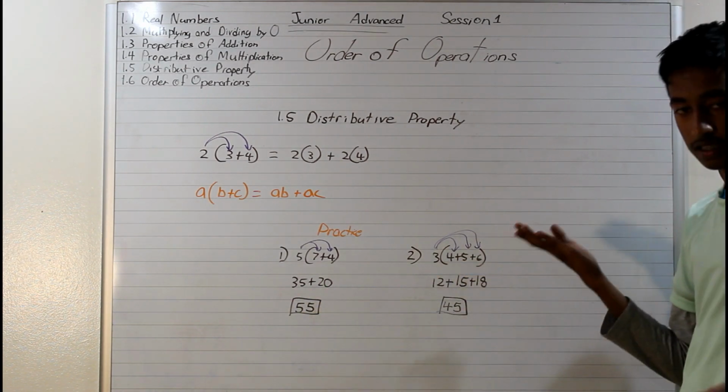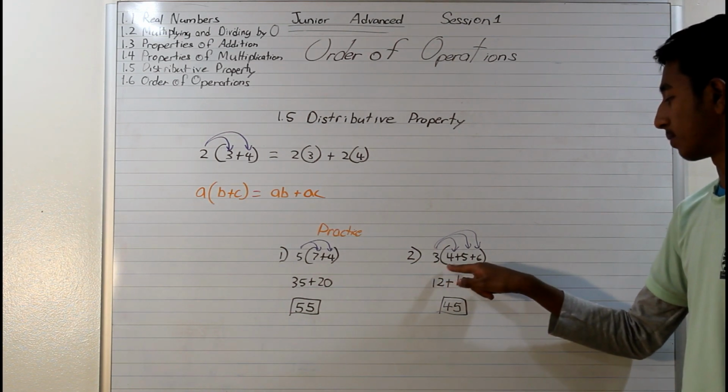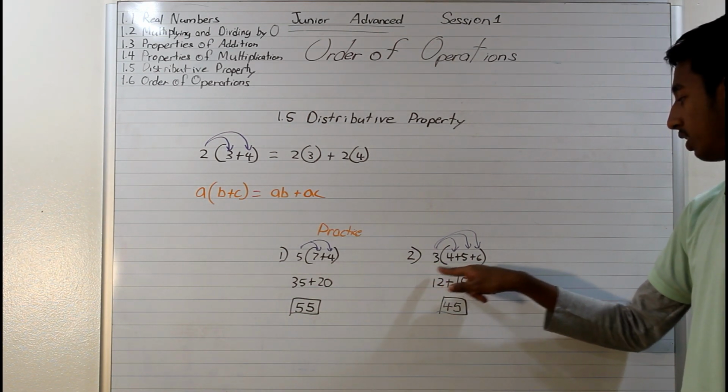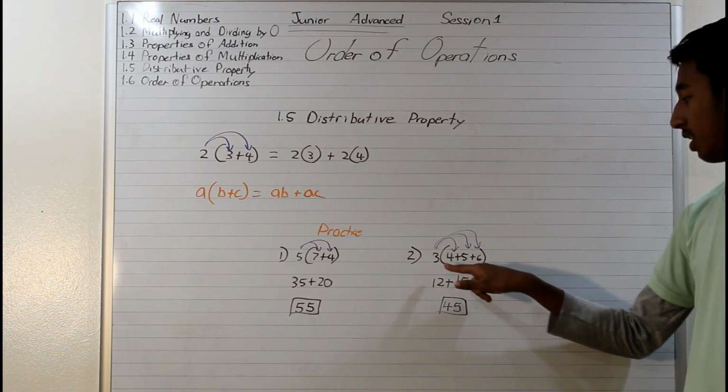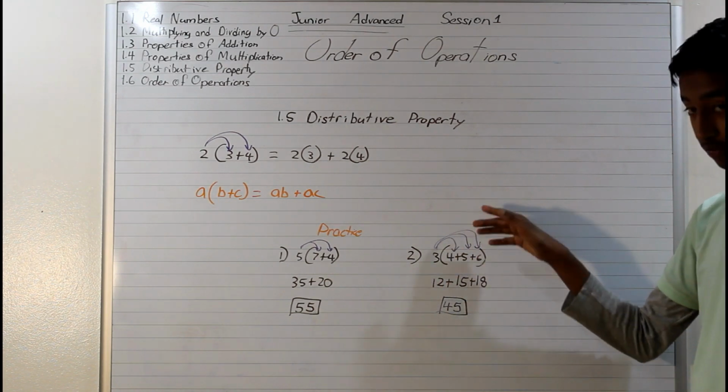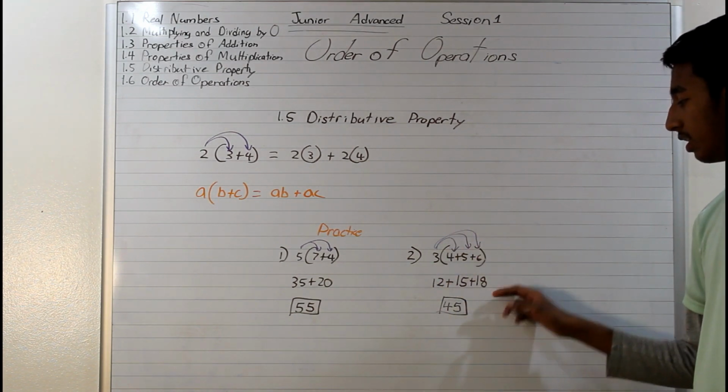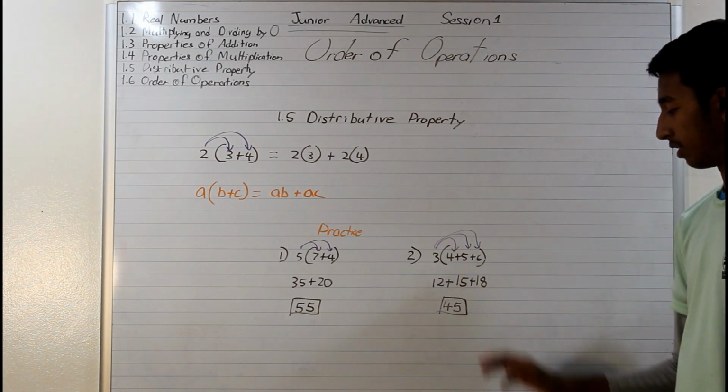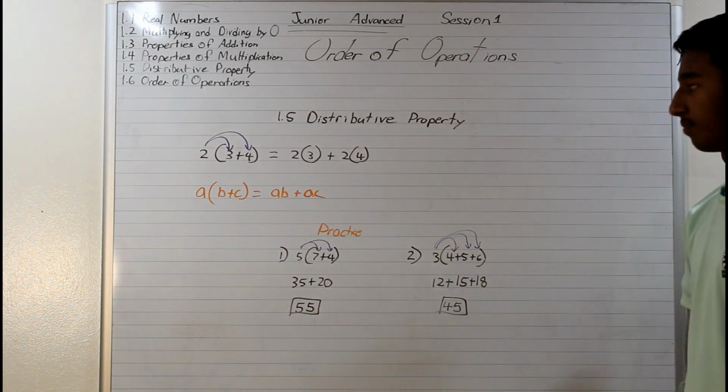Likewise here, this is a slightly larger problem. 3 times 4 is 12, 3 times 5 is 15, and 3 times 6, as you can see I wrote in all the arrows, is 18. When you add all of those together, you get 45.